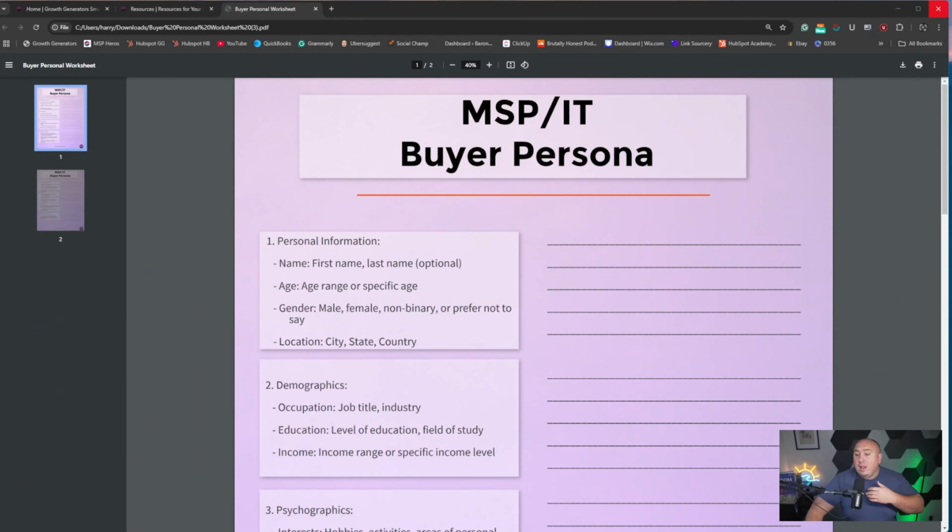Let's dive into this. So how do you get more leads to grow your MSP business? The first and most important thing is, if you guessed, he's going to say, we need to know who we're going after. Well, you guessed right. I cannot tell you, after helping thousands of MSPs in this industry, it's incredible to me how many people don't know who their target business is. If you head over to growth-generators.com/resources, you'll actually find this buyer persona guide.